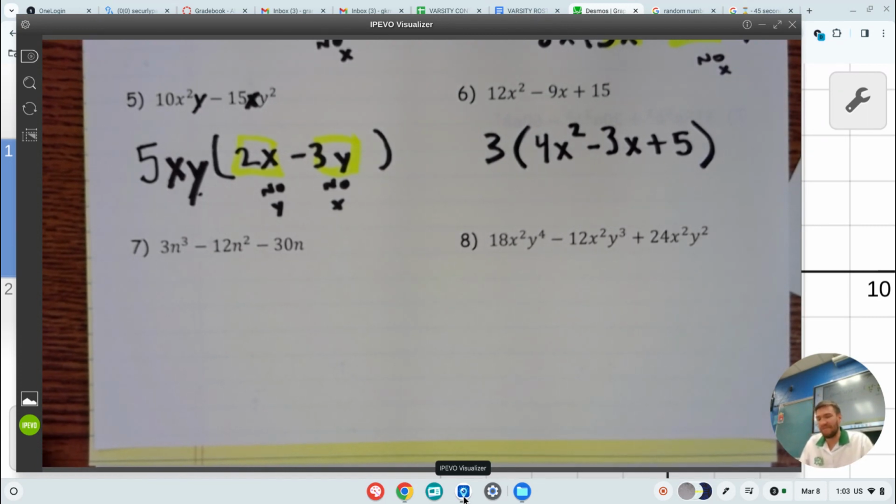Okay, I'll give you a little bit of time. See if you can work ahead. Number 7, maybe number 8 as well. I'm going to call on quite a few people. The chance that you get called is honestly pretty high.